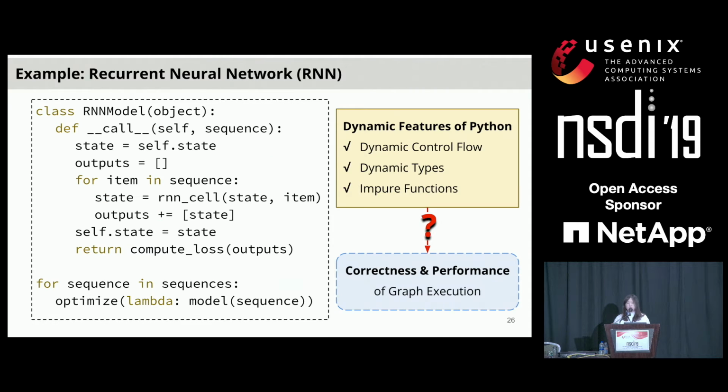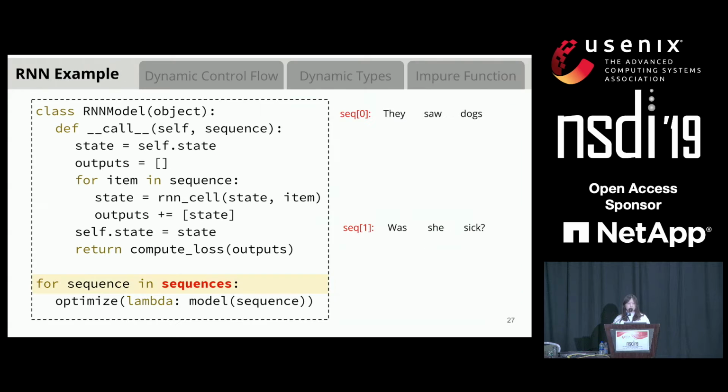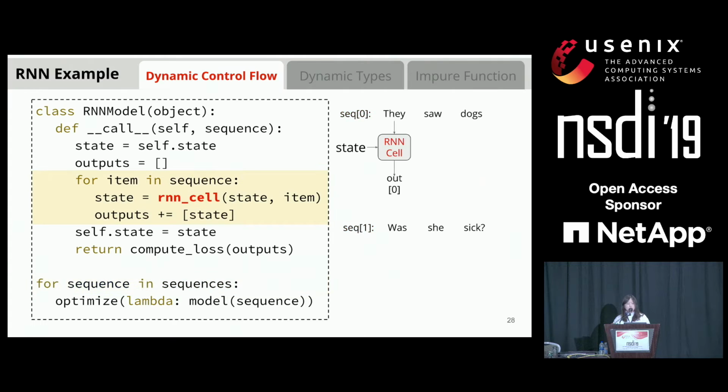Let me show you an example of a real-world model named recurrent neural network. With this example, I'll show you 3 representative dynamic features of Python, including dynamic control flow, dynamic types, and impure functions, which are hard to be converted into static graph elements. Also, I'd like to explain how the discrepancy between dynamic Python programs and static deep learning graphs can affect the correctness and the performance of graph execution. An RNN model takes sequences, say sentences in natural language, and processes each item in the sequence, for example, each word in a sentence, in a recurrent manner.